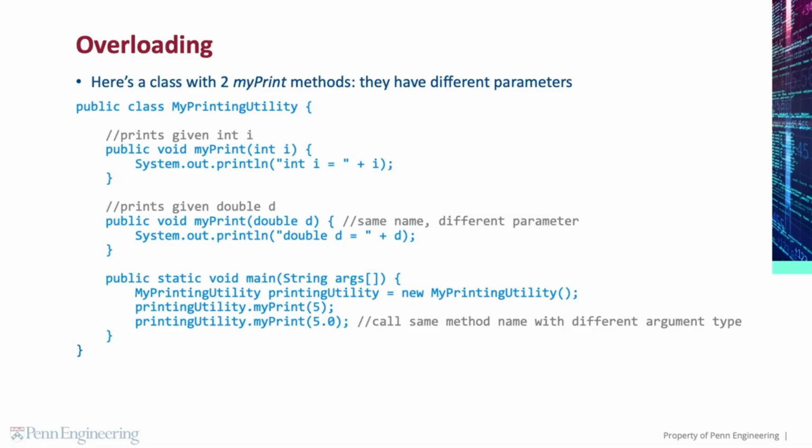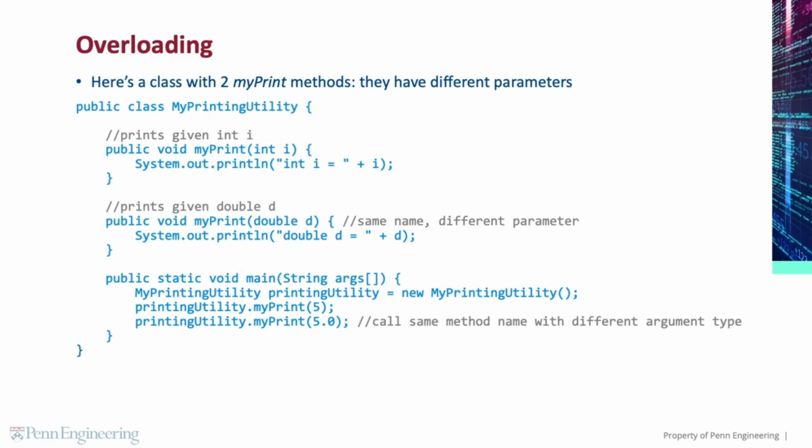Here's a MyPrinting utility class with two myPrint methods, each with a different parameter. The first myPrint method takes an int and prints it. The second myPrint method takes a double and prints that. So this method has the same name, but a different parameter.